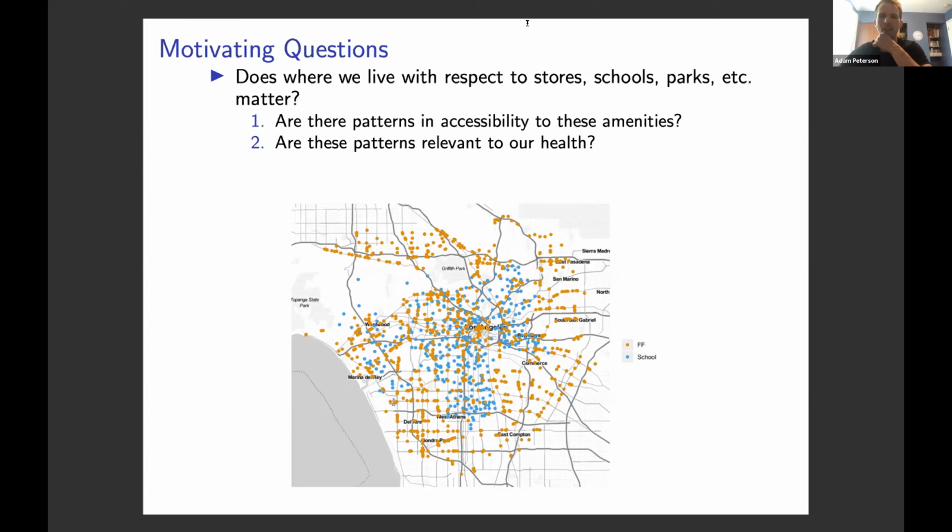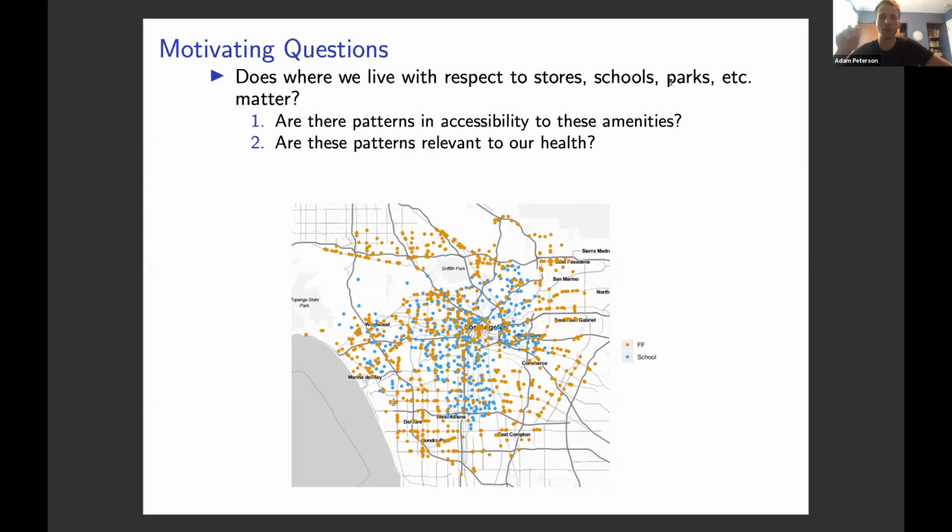So I have up here stores, schools, parks. You could also think of tree cover, or the amount of asphalt in your immediate area, or how many cars are around. The overarching questions are how do those things affect us, and how does where you live in certain spaces in the built environment either protect or put at risk your health.